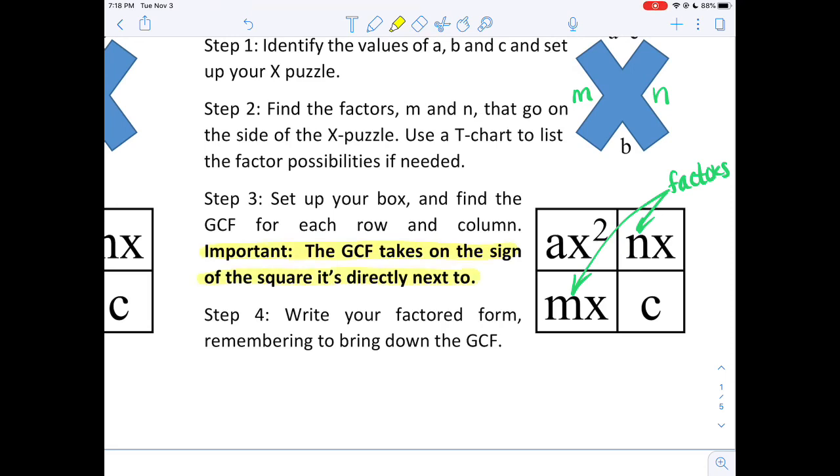The very important thing to remember is that the greatest common factor must take on the sign of the square that it's directly next to. And we'll look at that in the examples. And then finally, we'll be able to write our factored form, remembering to bring down that greatest common factor if there was one that you pulled out at the beginning.